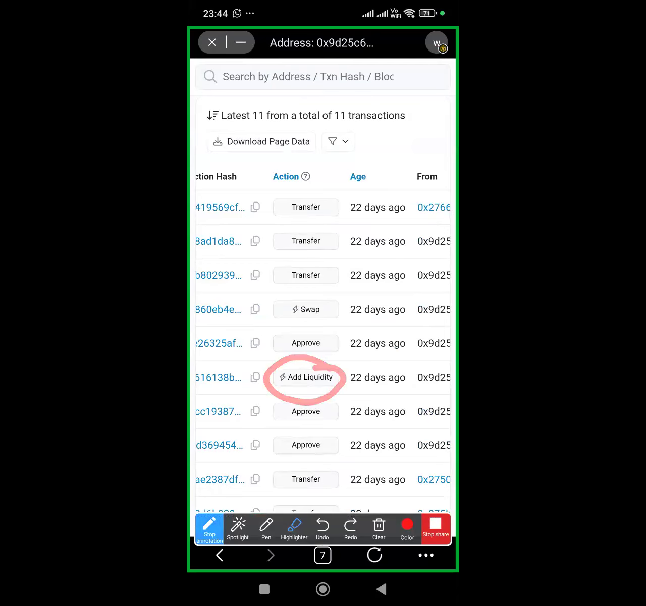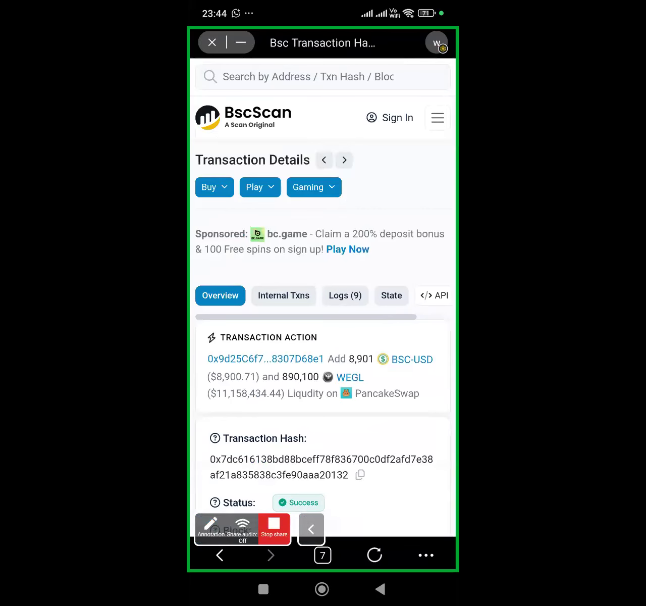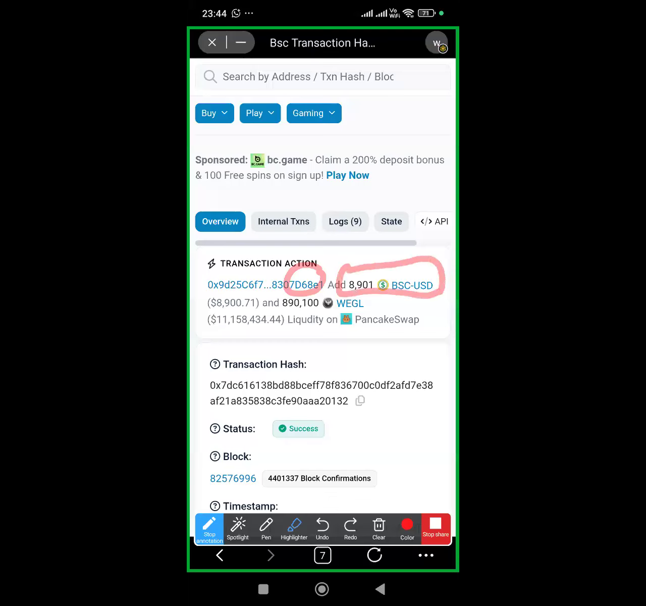See here, he provided liquidity. If you click on this transaction, it will make everything clear to you. It's not hidden at all. This is the address of the creator, ID number 1, which is also getting the same ROI as all of us are getting. There is nothing special. You can see here the dollars he put in.